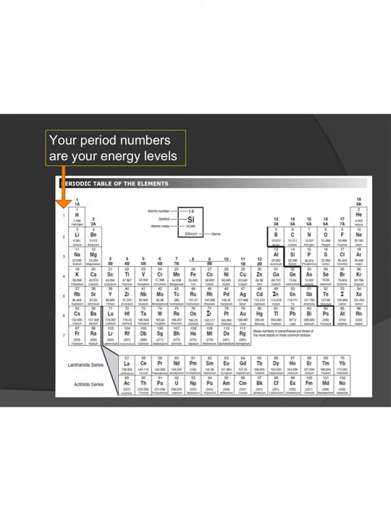Now, the energy levels are actually located right here on the left side of the periodic table, and they're known as your periods. Your period numbers, and I have written it right here, are actually your energy levels.